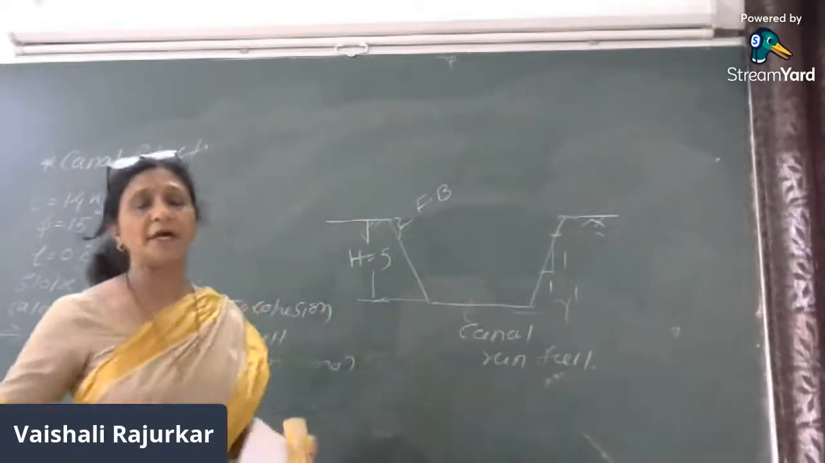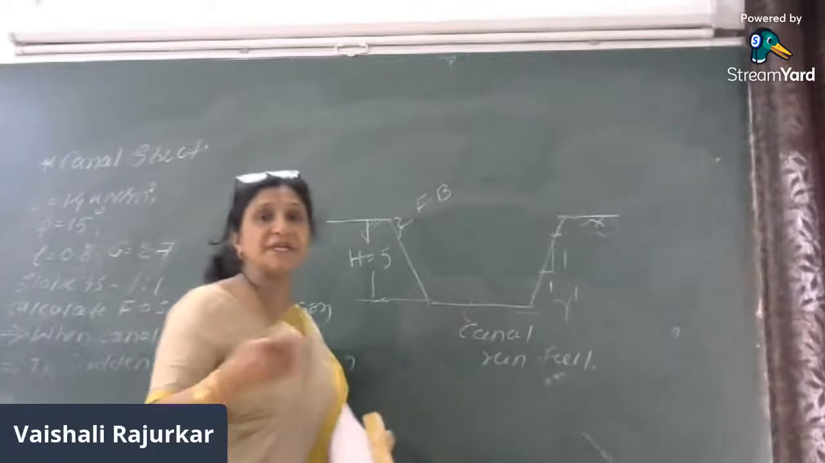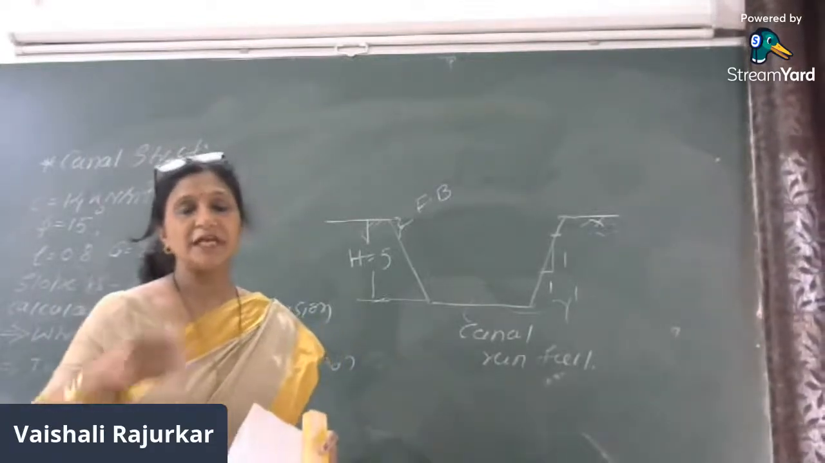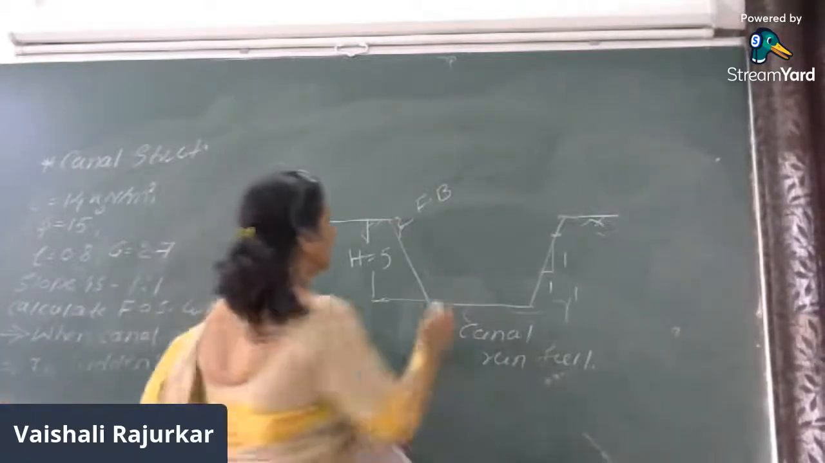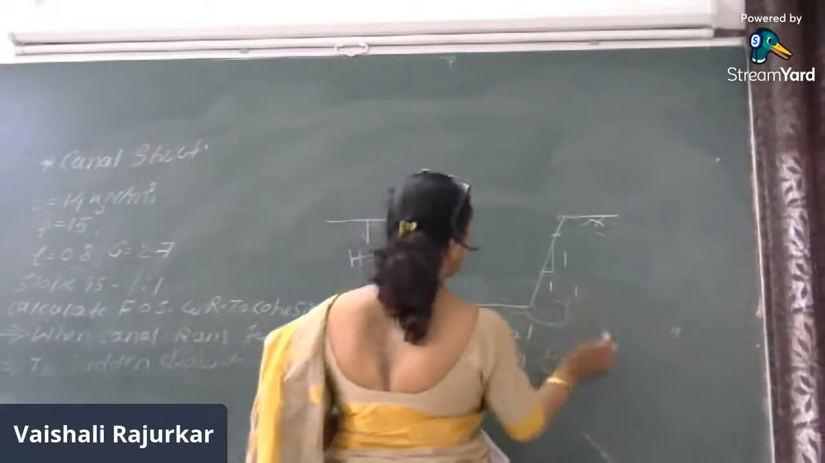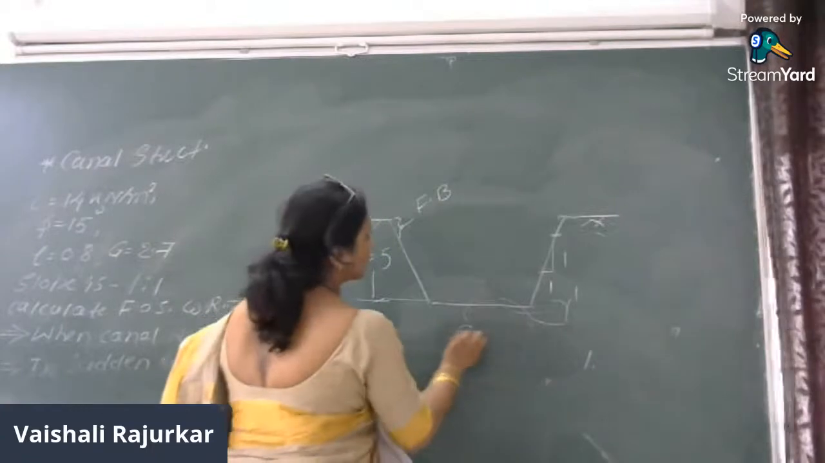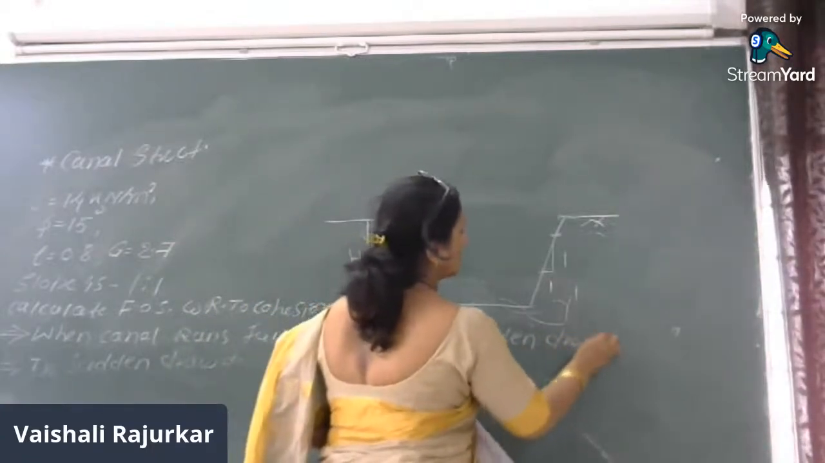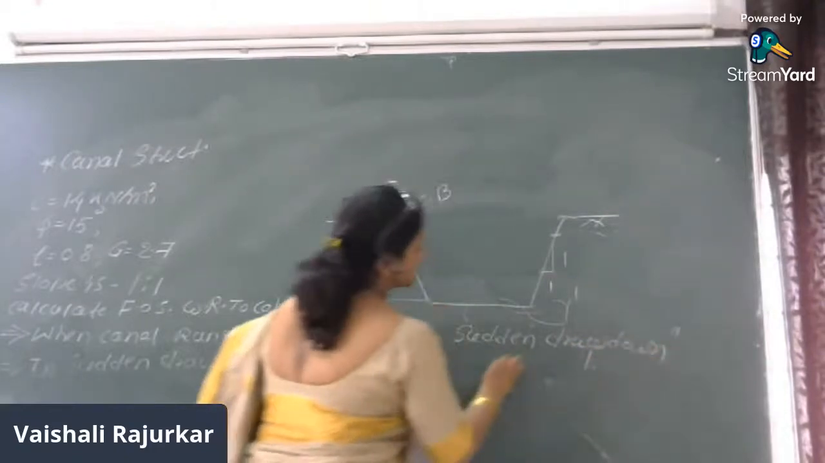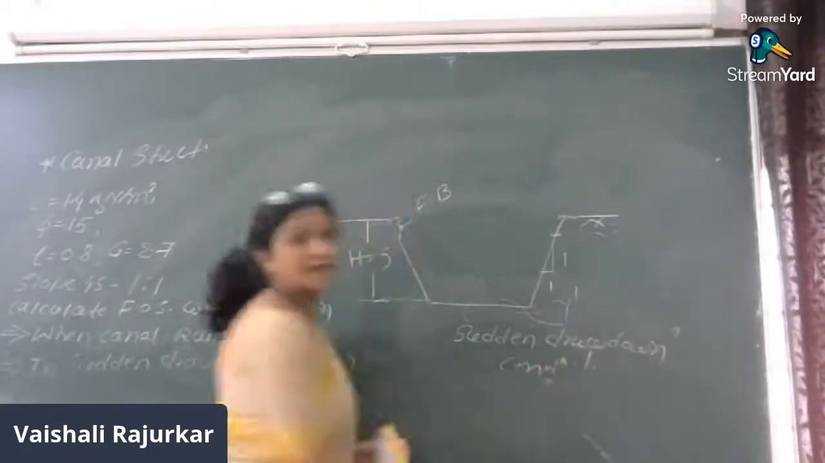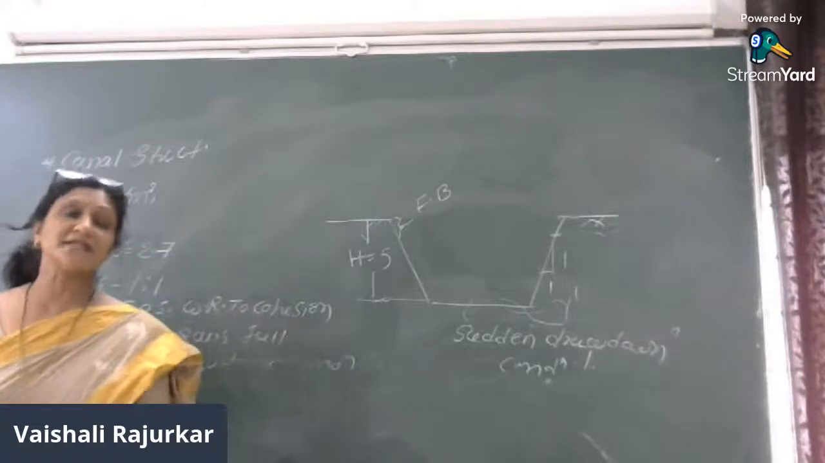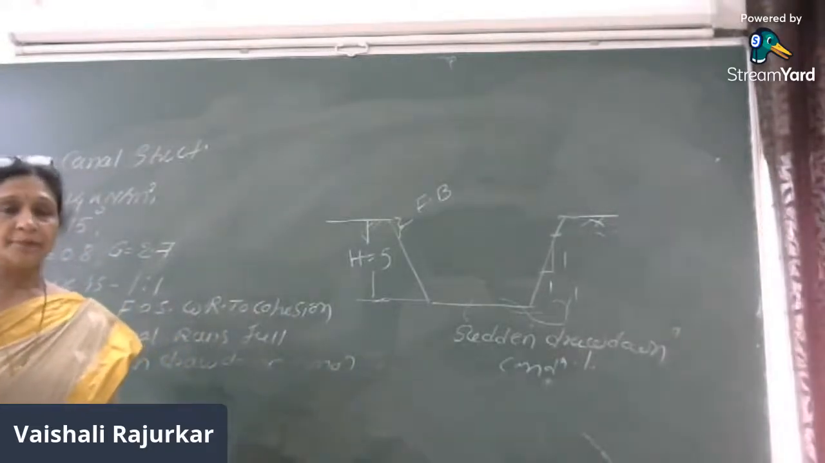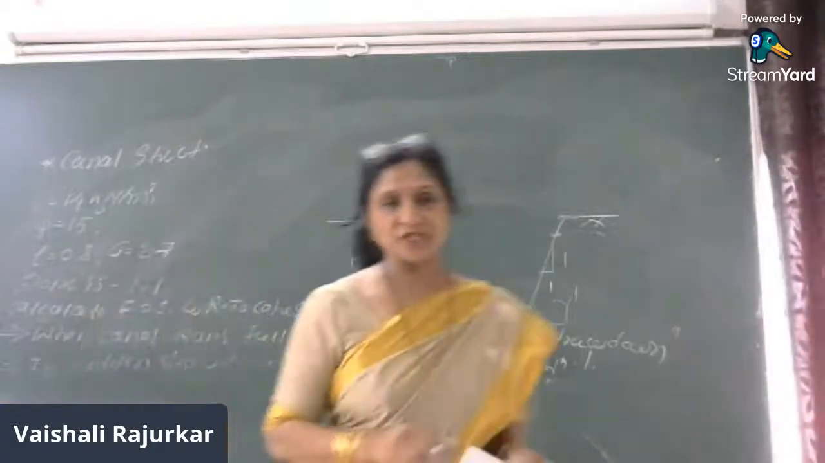the complete water from the canal is moved out immediately, that is sudden drawdown. Immediately the whole water is getting drained out. So this condition is called the sudden drawdown condition. Both these conditions are considered to be the severe or critical worst conditions where the canal stability has to be checked.